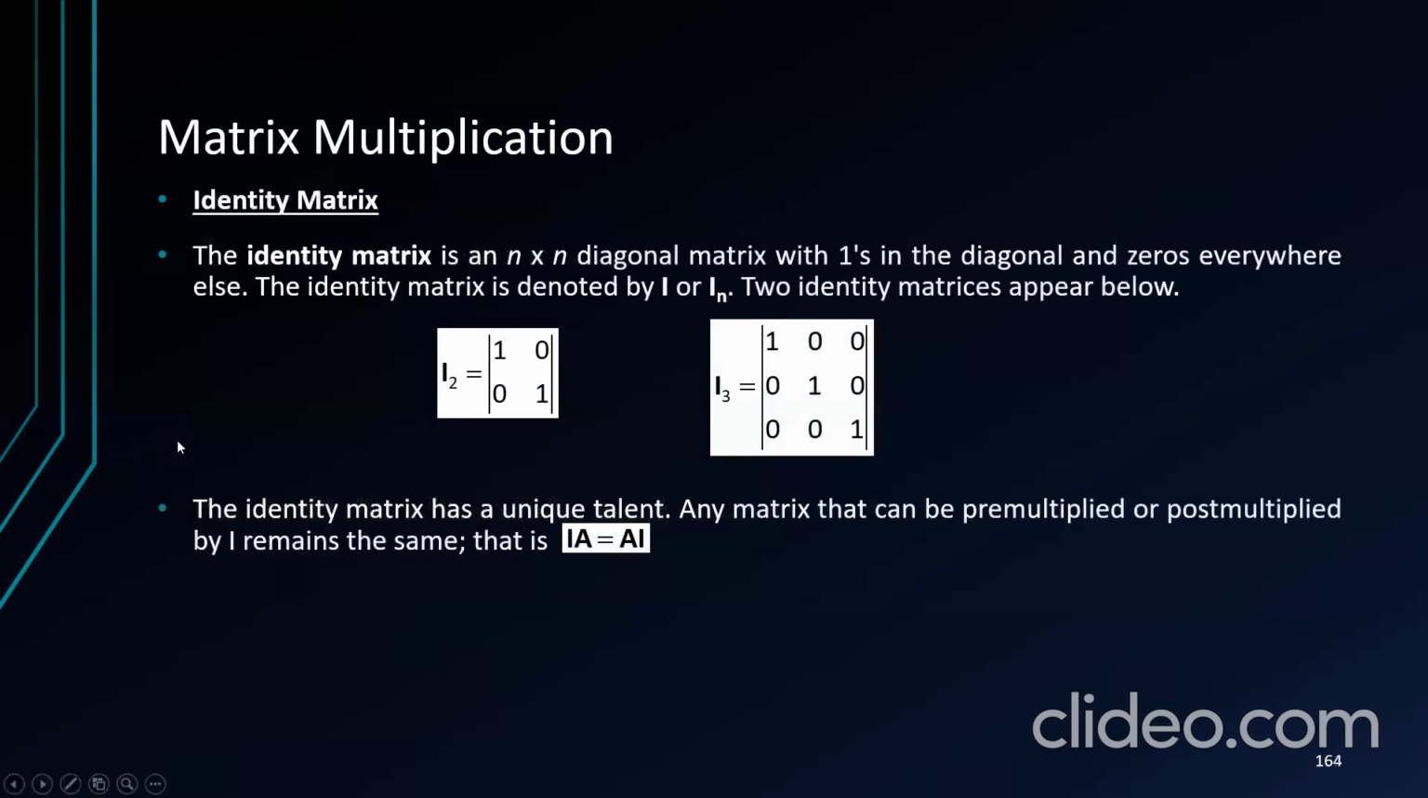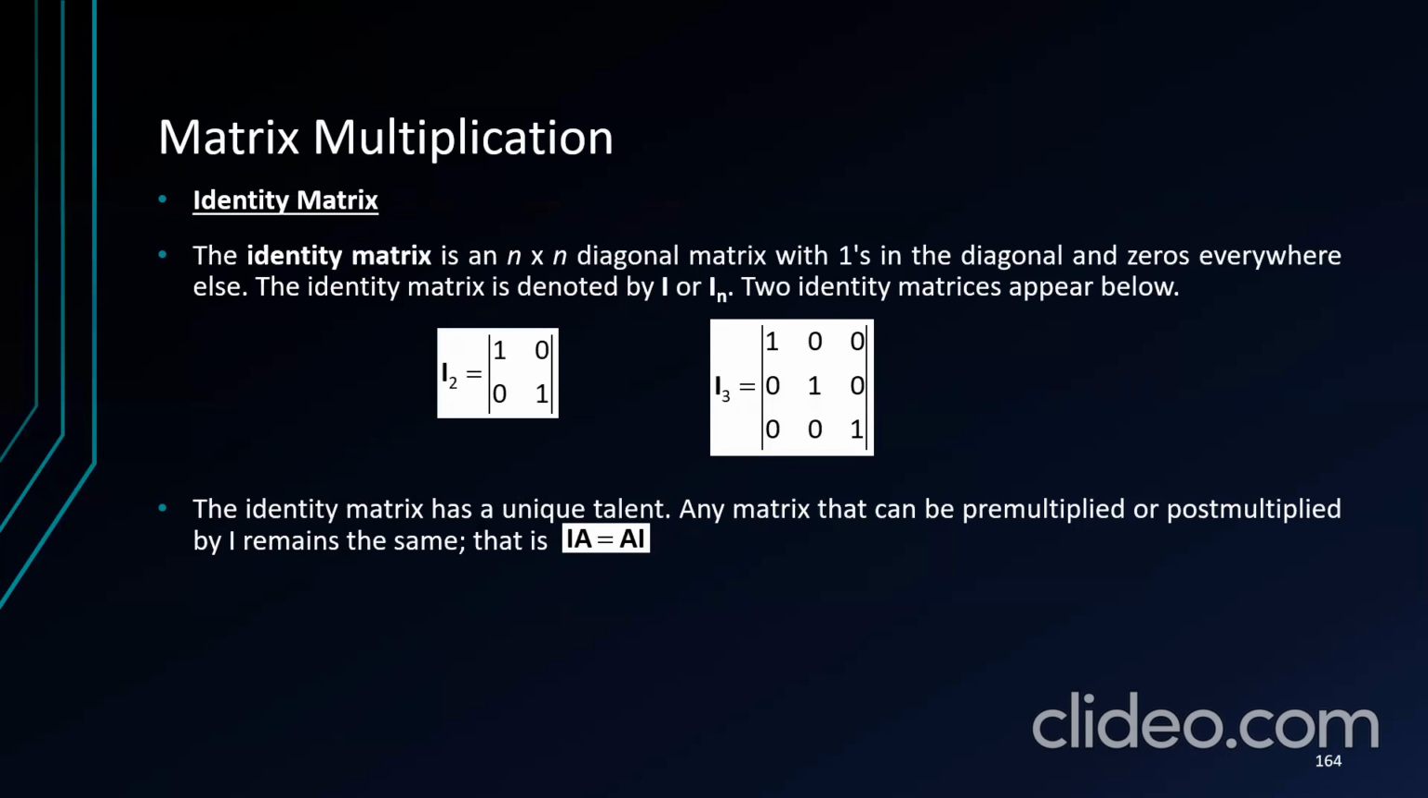Identity matrix. The identity matrix is an n by n diagonal matrix with ones in the diagonal and zeros everywhere else. So the identity matrix is denoted by capital I or IN. Two identity matrices appear below. I2 for 2 by 2 is 1, 0, 0, 1. So I3 sa 3 by 3 is 1, 0, 0, 0, 1, 0, 0, 0, 1.